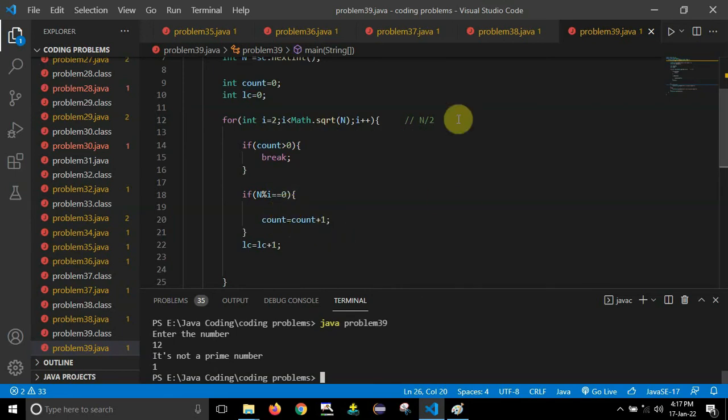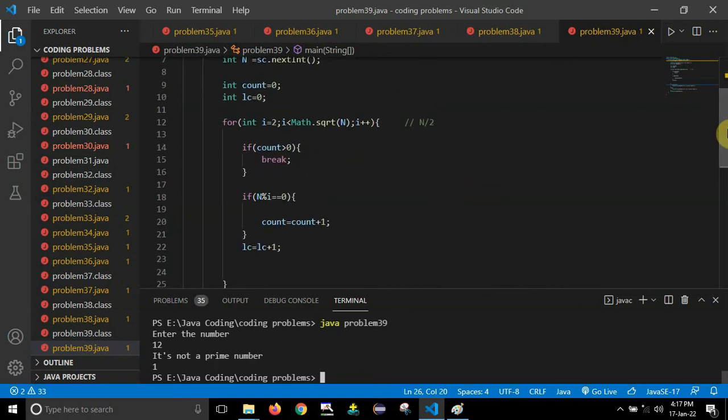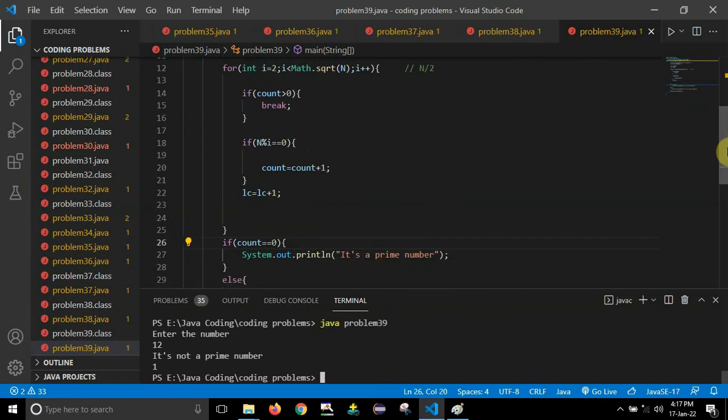Here it will come again, and i is now 3, and it will check if count is greater than 0. Yes, count is currently holding 1, and 1 is greater than 0. At that moment it will break out of this for loop, because if the count is not exactly equal to 0, then it's not a prime number. Then why should I check for all those things?